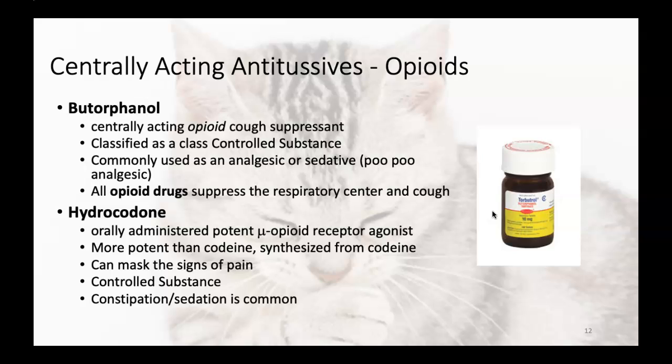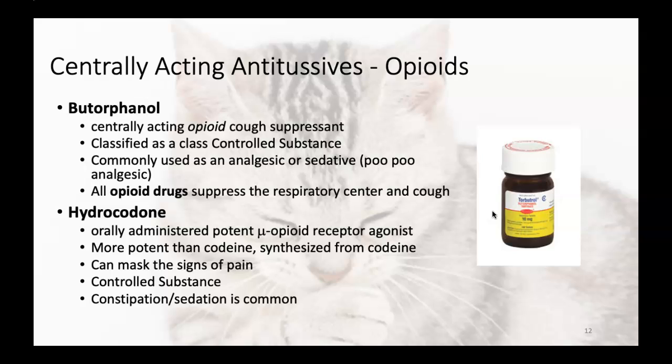So choosing the best opioid that's going to have the most minimal side effects on the patient to allow that cough suppression. So hydrocodone or Vicodin syrup, I talked about when we learned about opioids. It's an orally administered potent mu opioid receptor agonist. It's more potent than codeine, and it's synthesized from codeine.